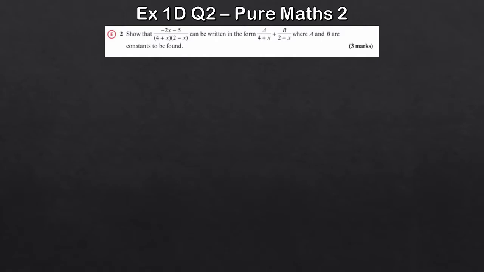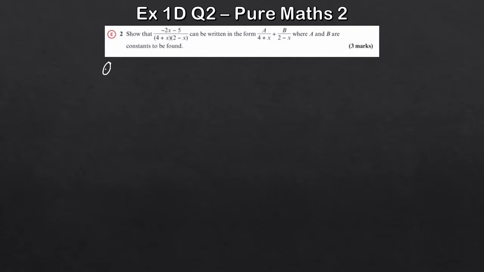So this first one here is a nice easy one just to get us started. We've got minus 2x minus 5 divided by (4 plus x) times (2 minus x). I want to show that this can be written in this form: a over (4 plus x) plus b over (2 minus x), where a and b are just constants to be found. So how do we do partial fraction questions like this?